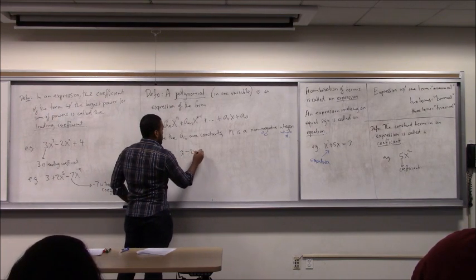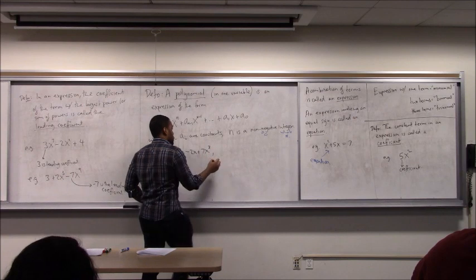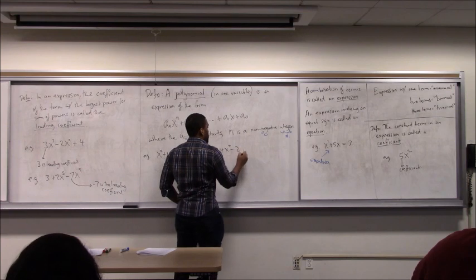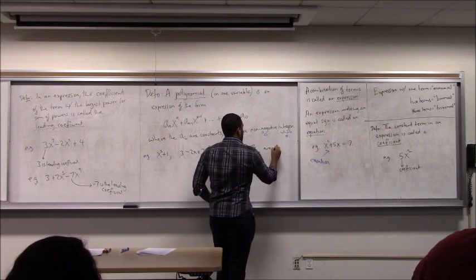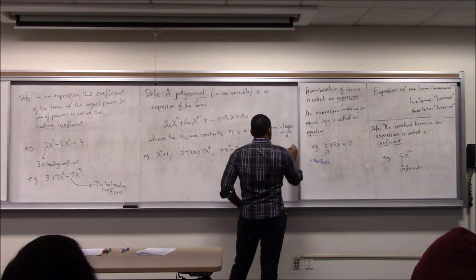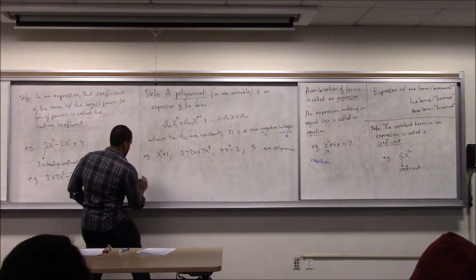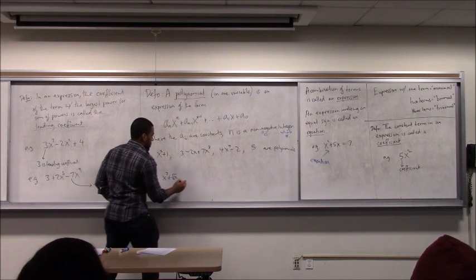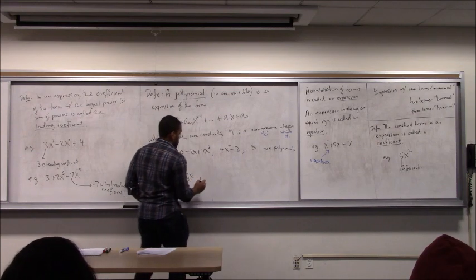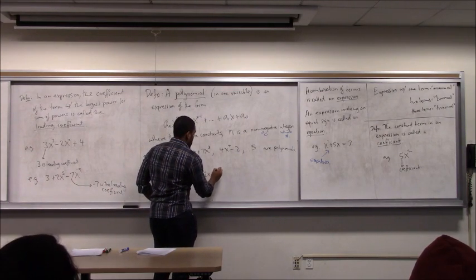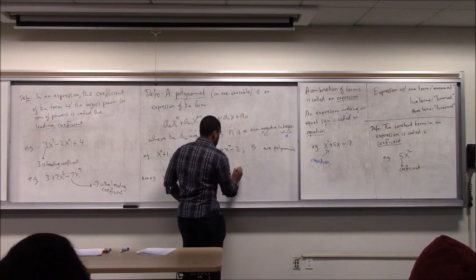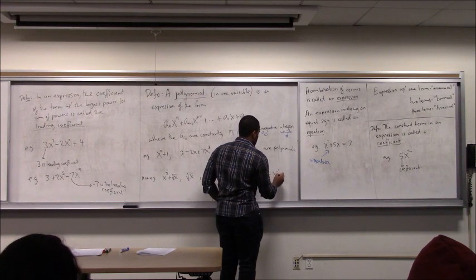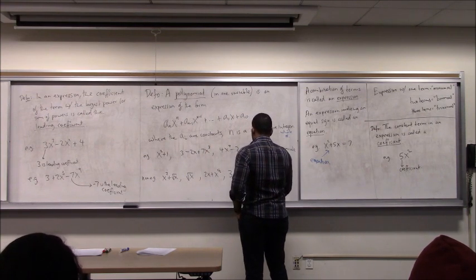Examples: 3 minus 2x plus 7x cubed, 4x to the 4th minus 2, and 5 are polynomials. Non-examples: x squared plus radical x, simply radical x, 2x plus x to the 1/2, 3 minus 1 over x, and 4 plus 2x squared minus x to the minus 1 are not polynomials.